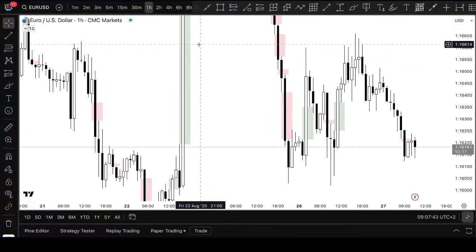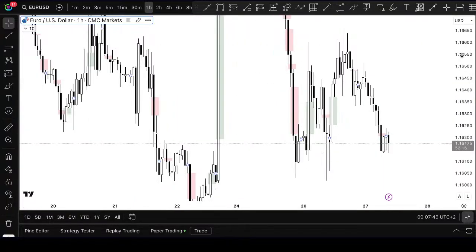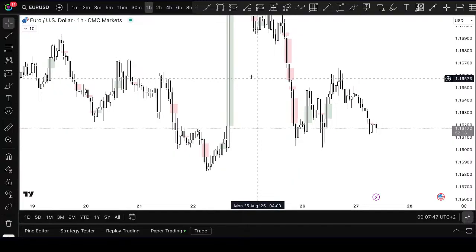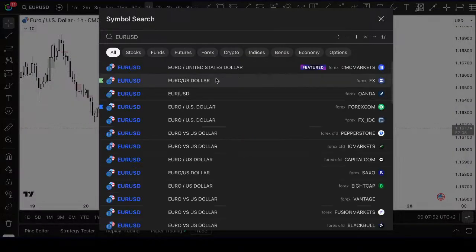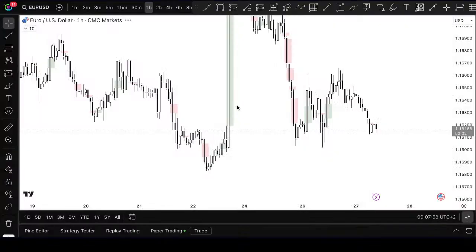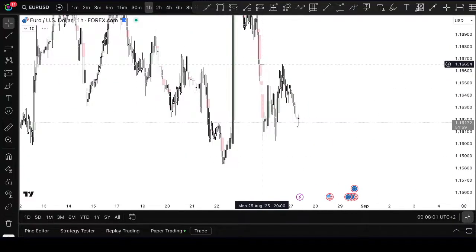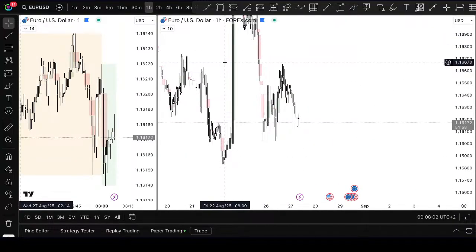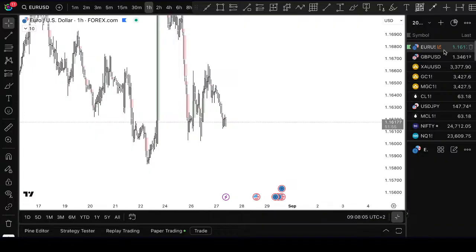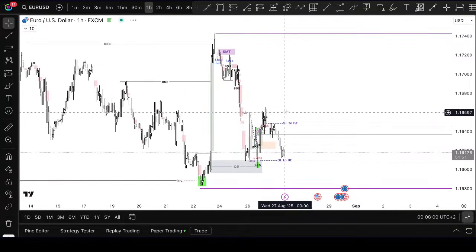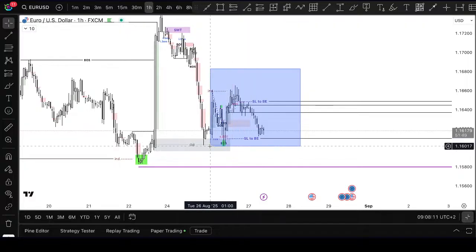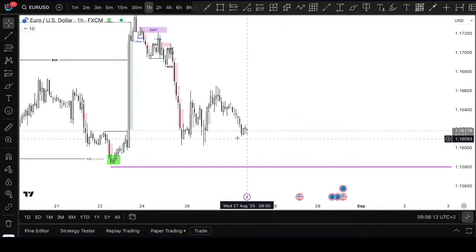Okay, now let's look at the EURUSD FXCM market. Yeah, Forex.com is fine, either way it's fine. Which one is it? FXCM, right? Yeah. Cool. So we have already things marked down here. We don't need that.